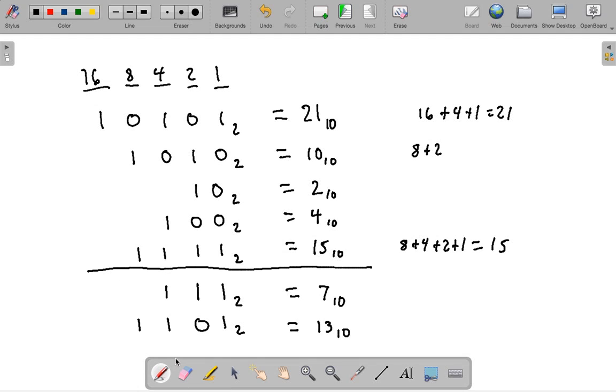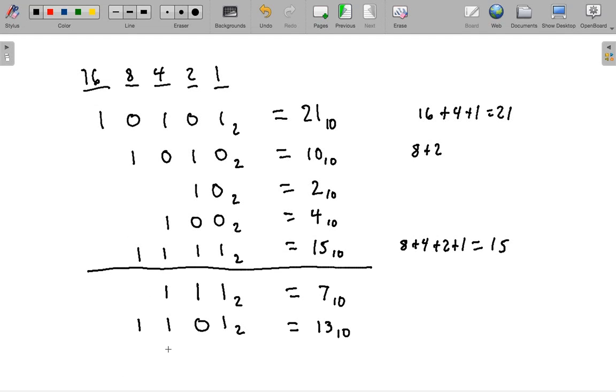And then let me do one more of these, a couple more. Let's do 28 base 10. So I need a 16. 16 plus 8 is 24, so that's still not enough. And then a 4, that would make 28. And no 2s, no 1s.